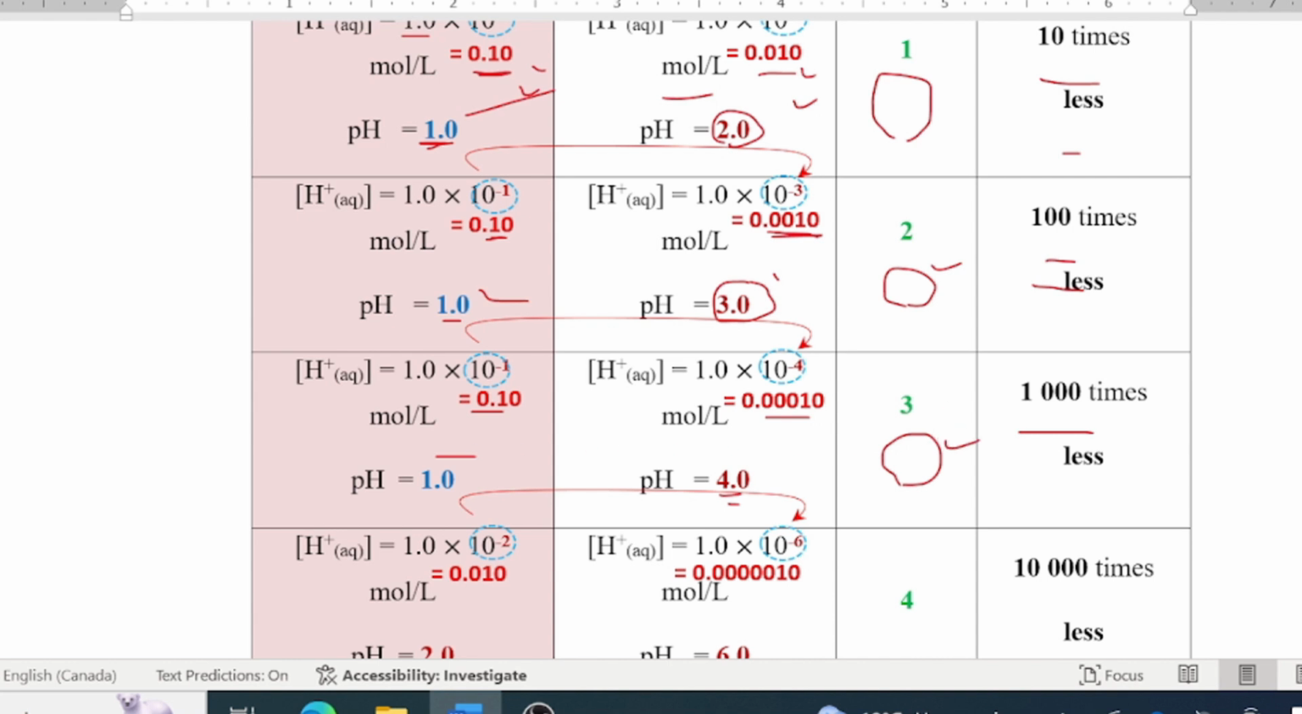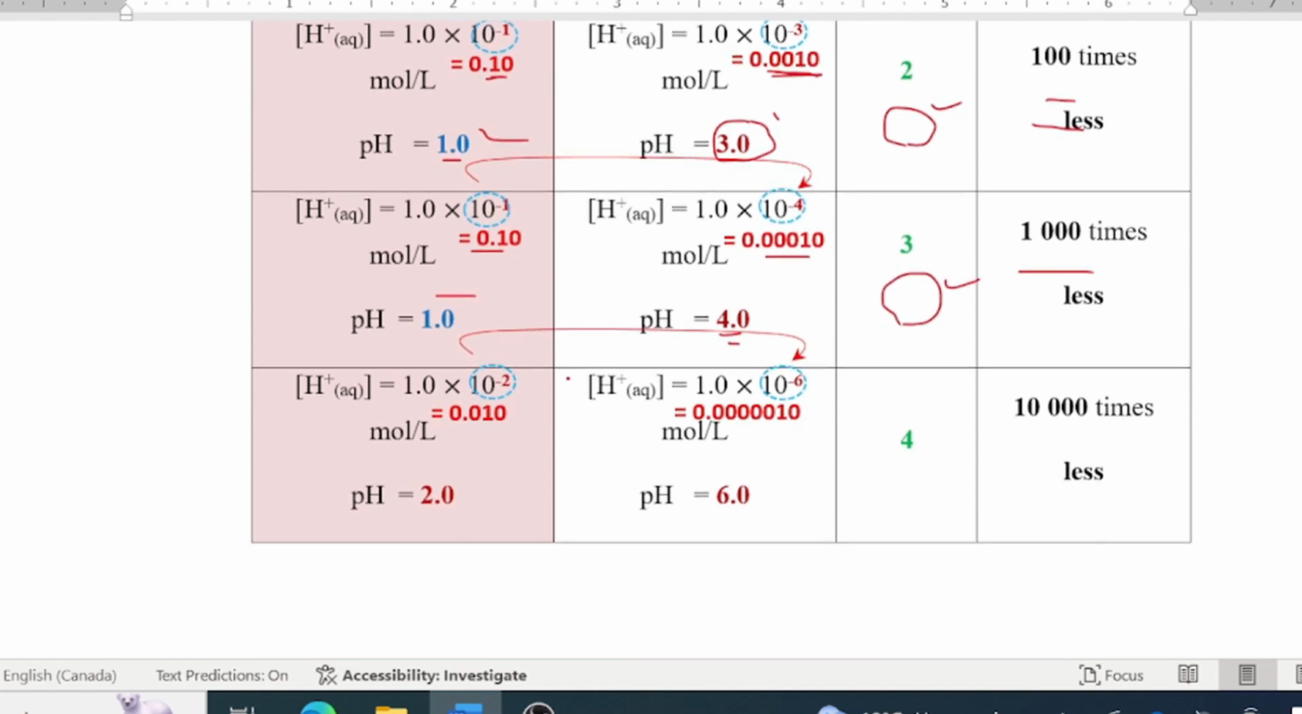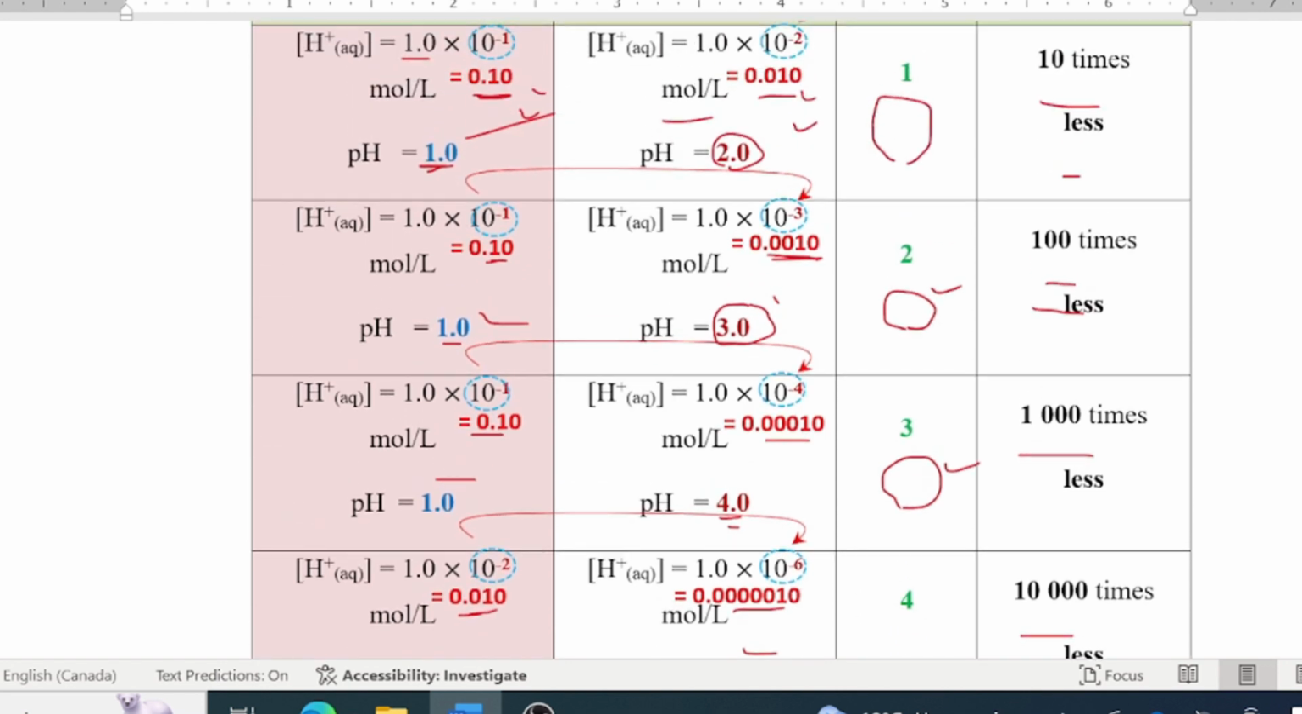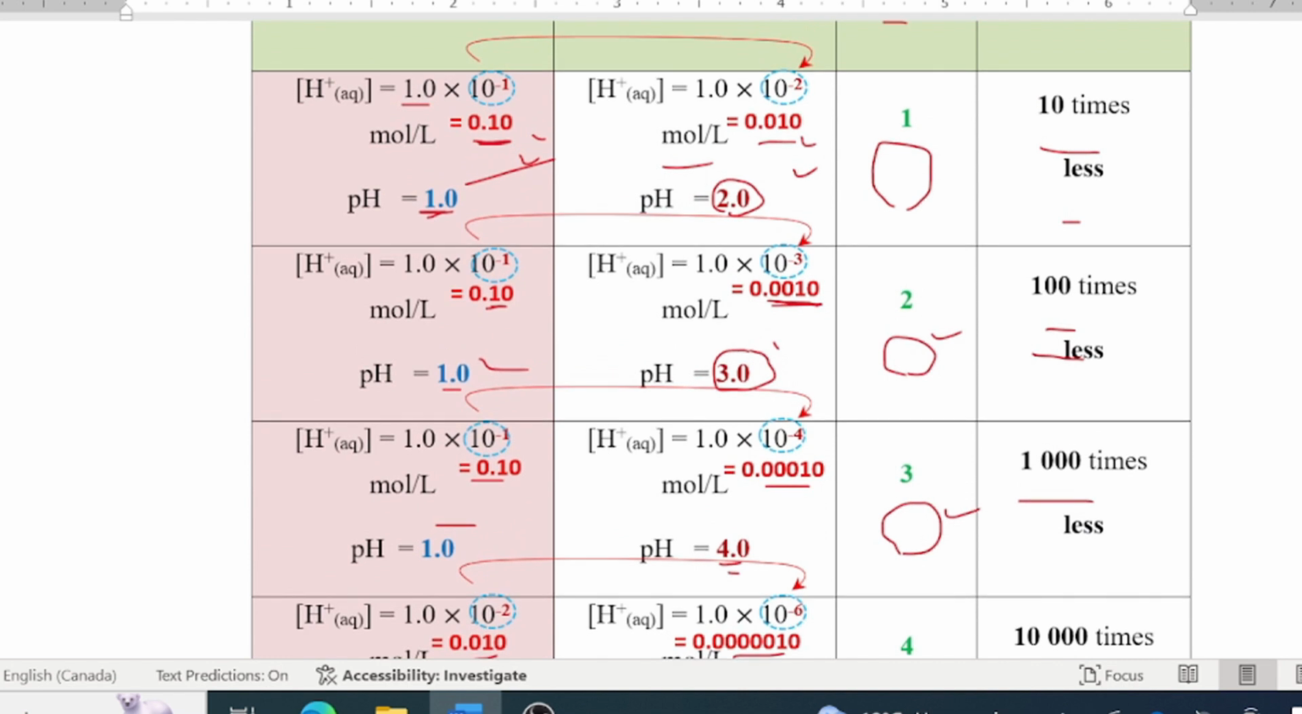You can do another one here. We don't necessarily have to start with 1. We start with this one here. See? It's a negative 2. And we go to negative 6. So you can see this one here is 10,000 times less than that one there. The pH was 2, the pH is 6. The change is 4. Okay? So note that. This is how pH changes when you dilute something.